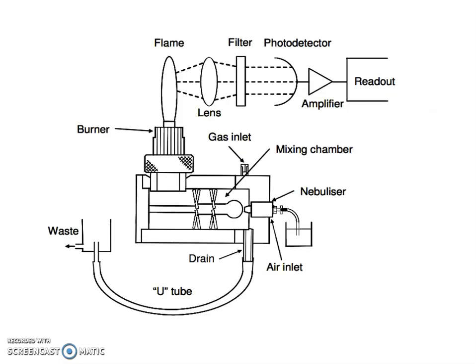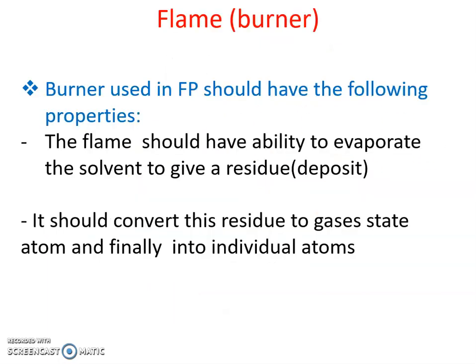Now look at the pictorial picture. Flame, lens, filter, photodetector, amplifier, readout, burner, waste, U-tube, drain, air inlet, nebulizer, gas inlet, mixing chamber. This is the pictorial picture of the flame photometer.